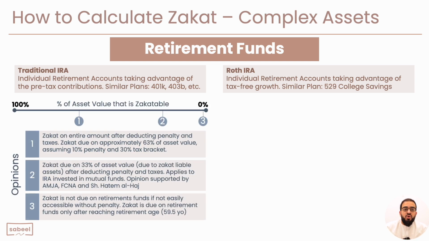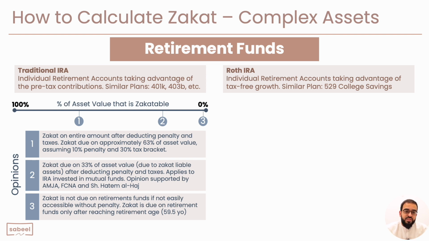Now, how much zakat do you owe on a traditional IRA? There's three primary opinions that we're going to focus on. The first opinion is that you owe zakat on the entire amount after deducting taxes and penalties. Now, assuming you have a 10% penalty, which is a standard penalty for a traditional IRA, and assuming you're in the 30% tax bracket, that means 63% of the asset value is zakat liable. And so you would apply 2.5% on the 63% to figure out how much zakat you owe.